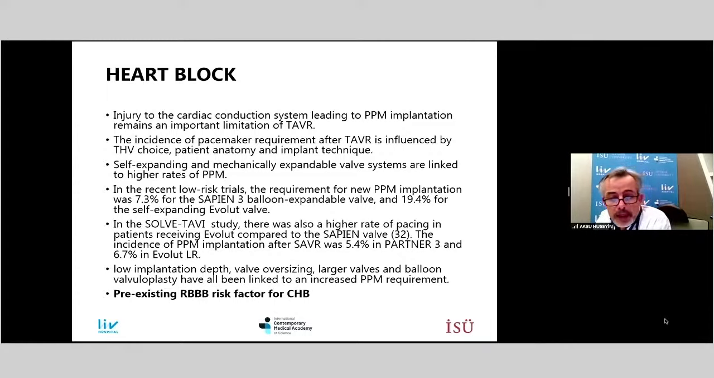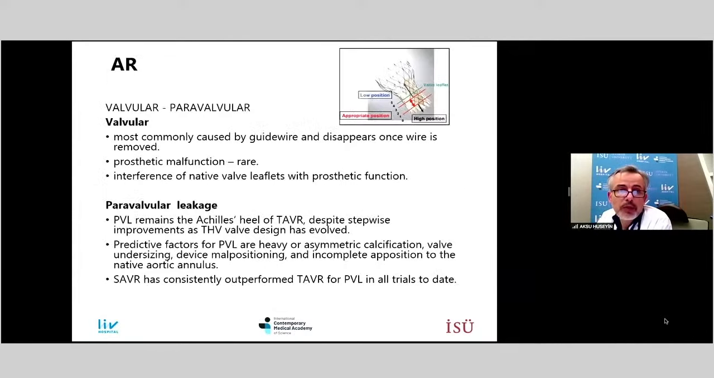Low implantation depth, valve oversizing, larger valves, and balloon valve opacity have all been linked to increased permanent pacemaker requirement. Also, pre-existing right bundle branch block is a risk factor for complete heart block. Aortic insufficiency is also another problem. Неподходящий клапан – это другая проблема. Венозные или паравенозные.